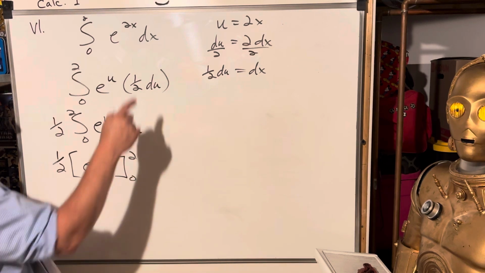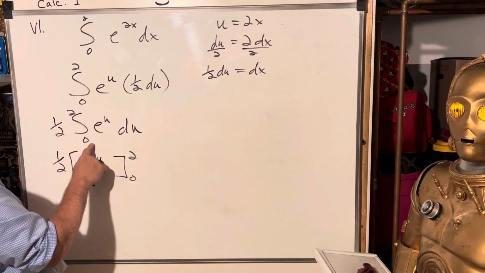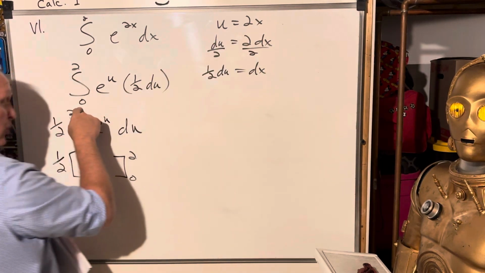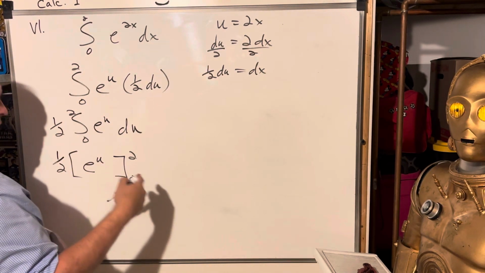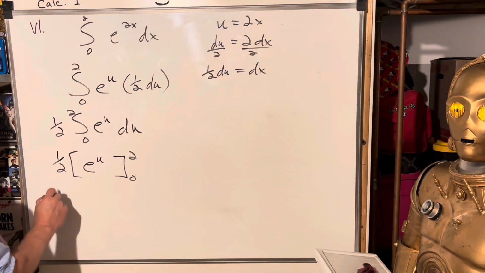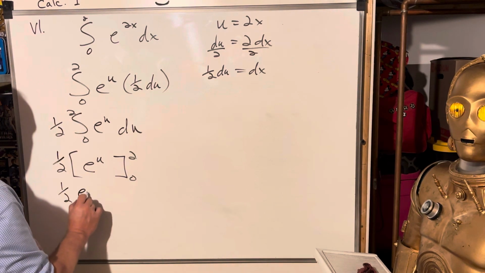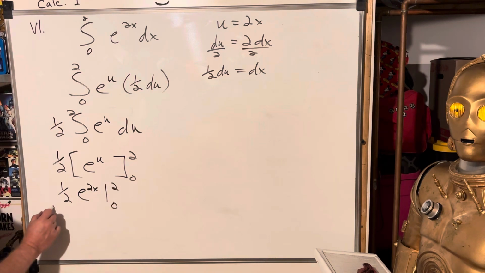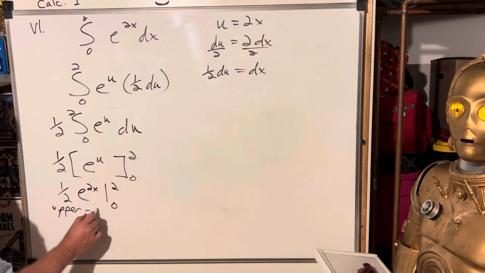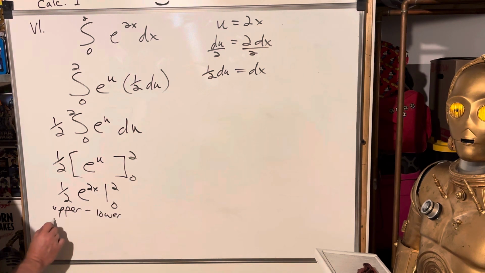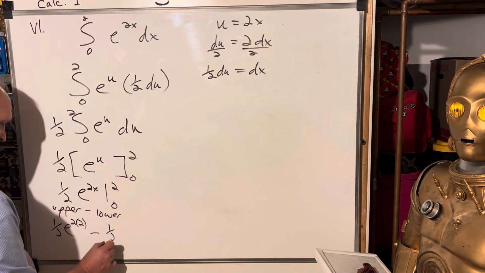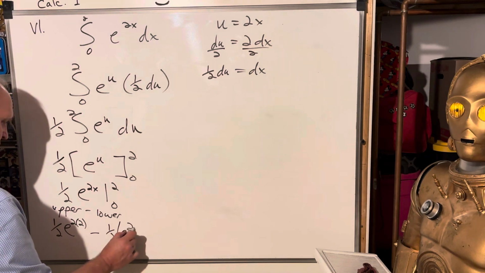There's two things you could do. You could put in 0 there and change that to 0 and that to 4 and just leave it e to the u, or we can just put in the 2x. We're just going to put in the 2x. e to the 2x from 0 to 2. And then remember, it's always upper minus lower. So we have 1/2 times e to the 2 times 2 minus 1/2 times e to the 2 times 0.